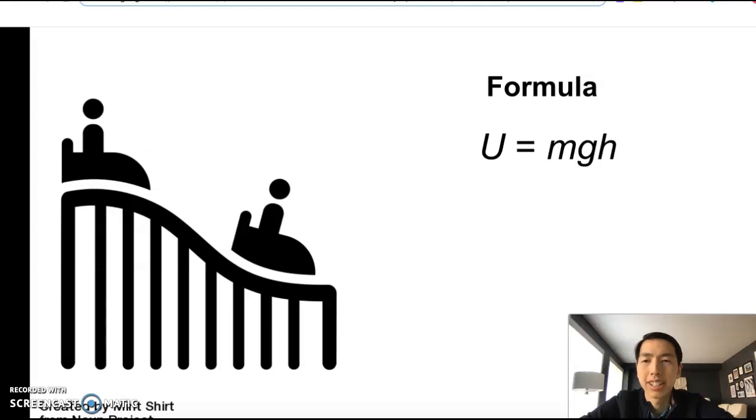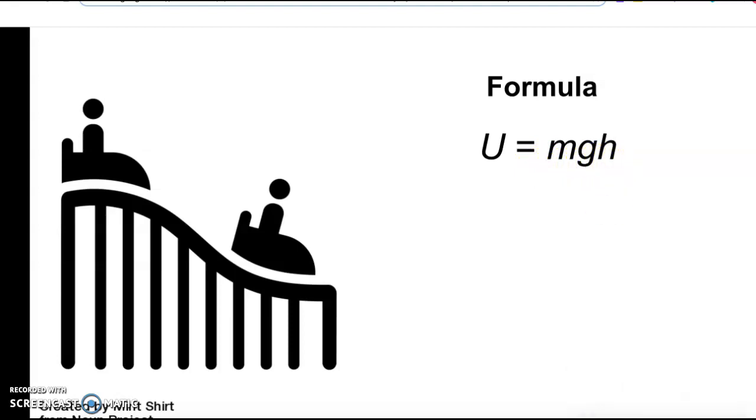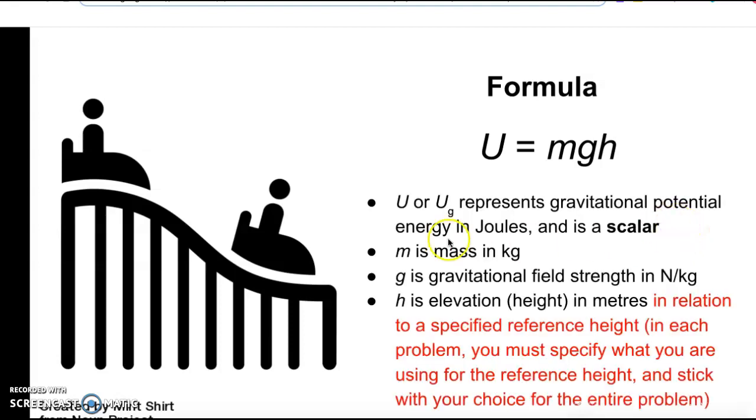So this is the formula for gravitational potential energy. Remember that this type of energy is described as the energy associated to an object's height relative to some reference level. The formula is pretty straightforward. It's just three variables multiplied together. And what those variables mean, as well as their SI units, are written here.